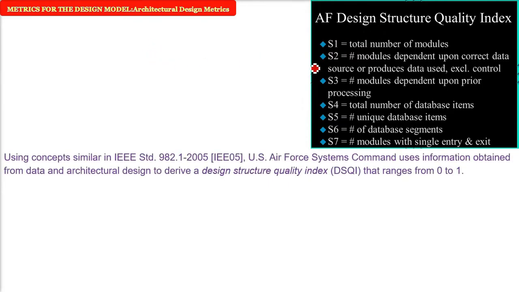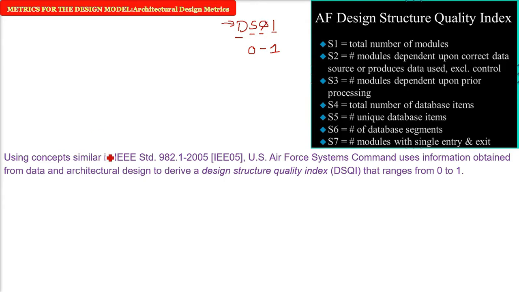We are going to talk about DSQI. This is the Design Structure Quality Index. The value will range from 0 to 1. Now what is this DSQI? This is about architectural design matrix. This is about design. This is about architecture. So this is a proper matrix which will give us a number.